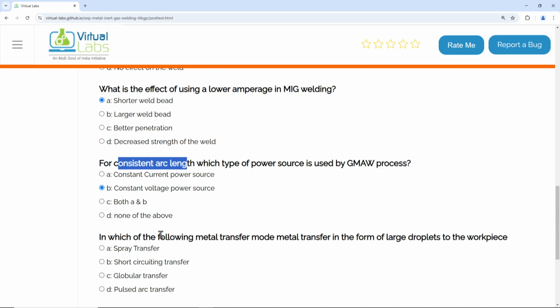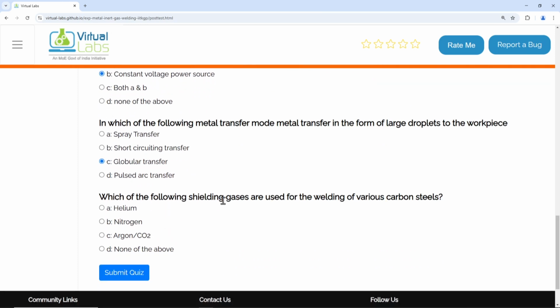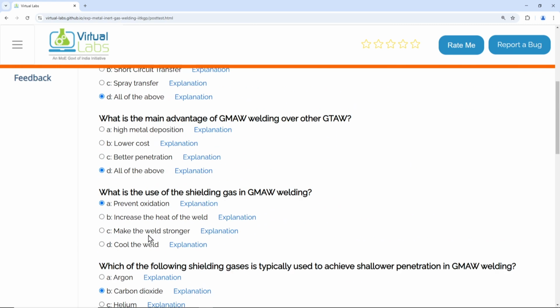In which of the following metal transfer modes, metal transfer in the form of large droplets to workpiece is there? In the form of the large droplets, that is there in the globular transfer method. Which of the following shielding gases are used for welding the various carbon steels? Argon or carbon dioxide? Submitting, got everything correct.